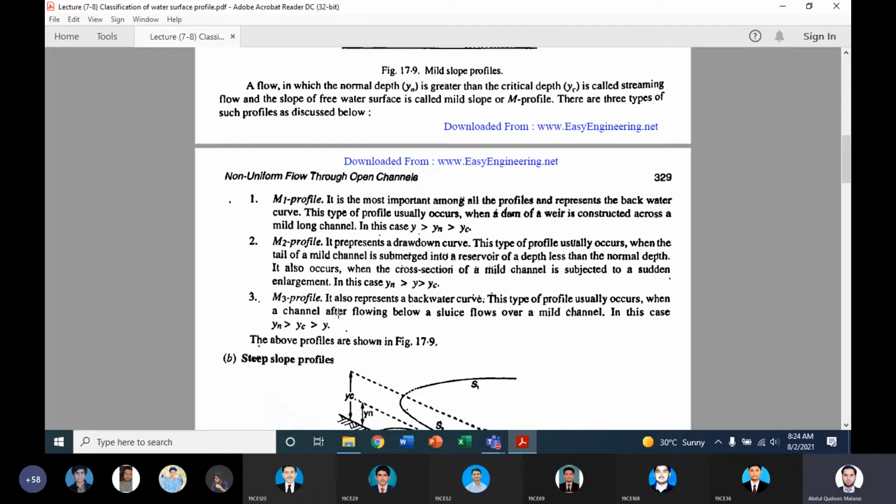In other case, it also occurs when the cross section of a mild channel is subjected to a sudden enlargement. अब एक माइल्ड स्लोप चैनल है और उसका क्रॉस सेक्शनल एरिया अगर एनलार्ज हो जाता है. ठीक है, so there you will be finding the same case where the normal depth is going to be greater than the depth of the flow. ठीक है जी, ये क्लियर है सेकंड प्रोफाइल?